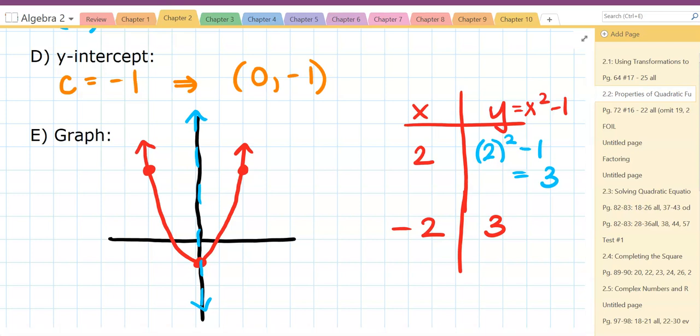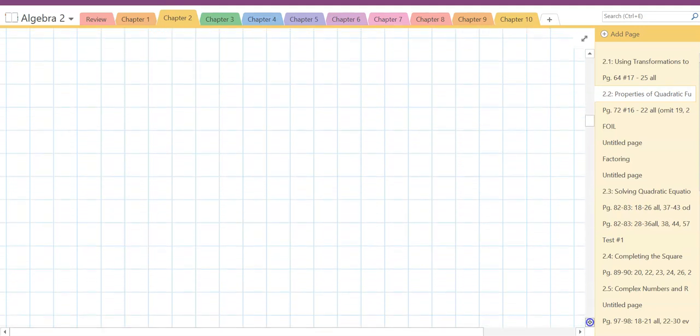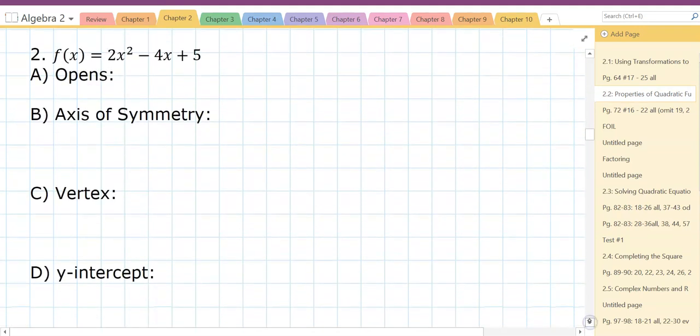Let's look at another one together. So I have 2x squared minus 4x plus 5. Looking at that first term, it's 2x squared. Is it going to open up or open down? Up, because it's positive 2. So we're going to say that this opens up again.